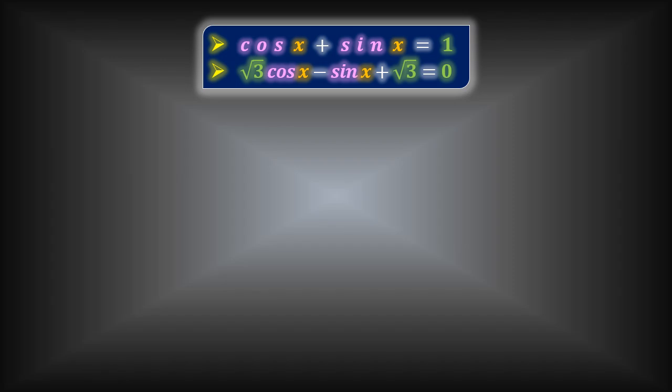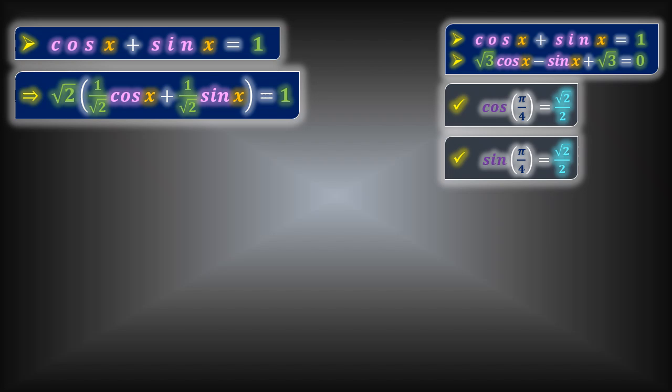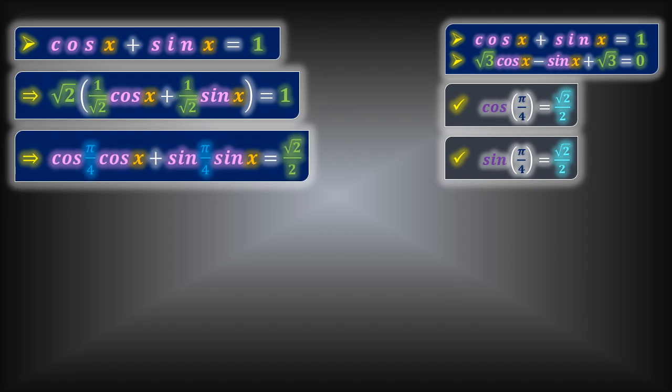So we start with the first equation. Cosine of x plus sine of x is equal to 1. This can be written as square root of 2 multiplied by 1 divided by square root of 2 times cosine of x plus 1 divided by square root of 2 times sine of x is equal to 1. Since cosine of pi divided by 4 is equal to sine of pi divided by 4, which is equal to square root of 2 divided by 2, our equation becomes cosine of pi divided by 4 multiplied by cosine of x plus sine of pi divided by 4 multiplied by sine of x is equal to square root of 2 divided by 2.